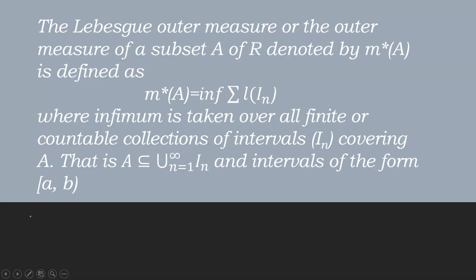The Lebesgue outer measure, or simply the outer measure, of a subset A of R, denoted by m*(A), is defined as m*(A) = infimum of the sum of l(I_n), where the infimum is taken over all finite or countable collections of intervals I_n covering A, that is, A contained in the union of I_n, and the intervals here are taken of the form open (a, b).